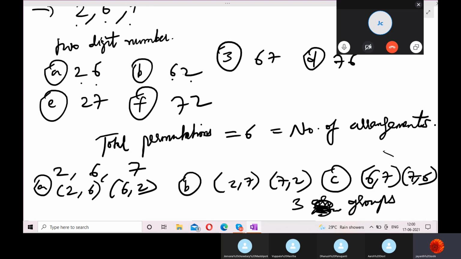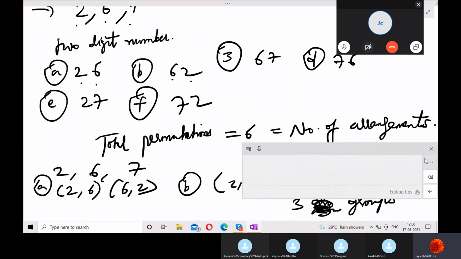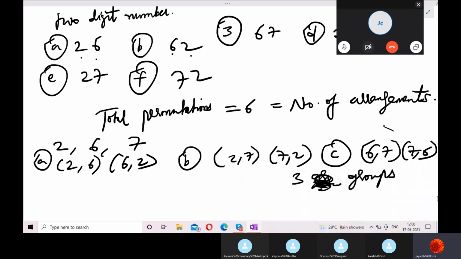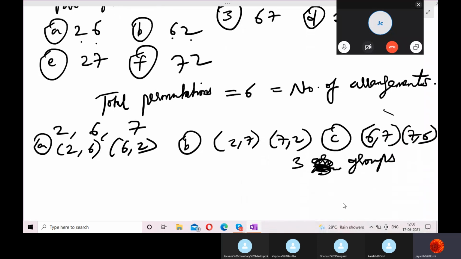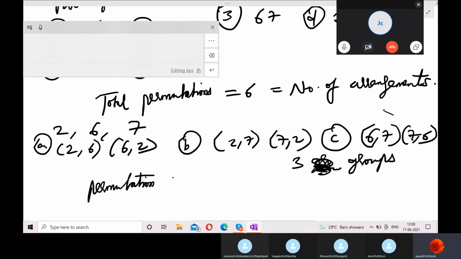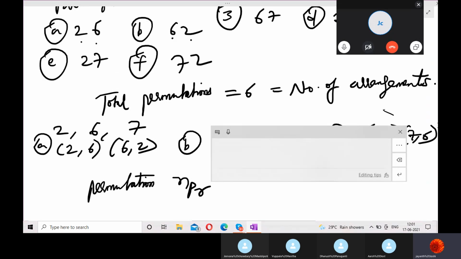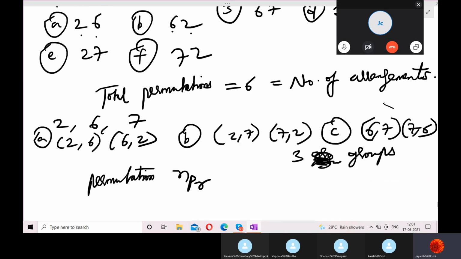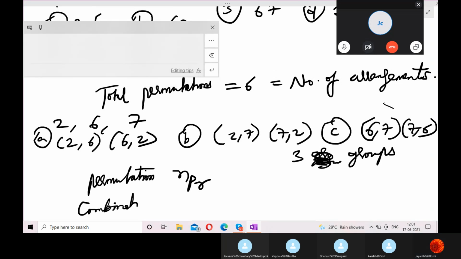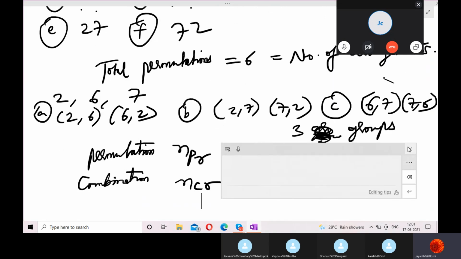So what is the formula for permutation and what is the formula for combination? All of you, I will write the formula and we'll try to prove this point. So the permutation formula is nPr. Okay, I will give you the explanation, don't worry, and prove the point also. And the combination formula is nCr. I will write those formulas here. All of you make a note of this.